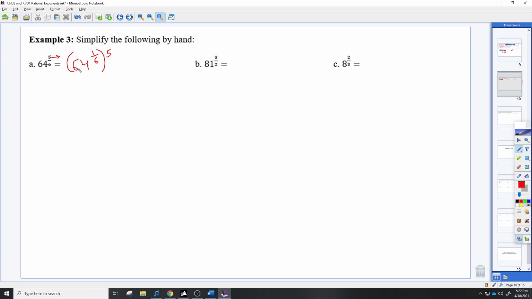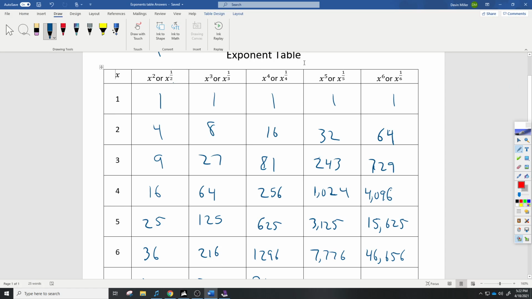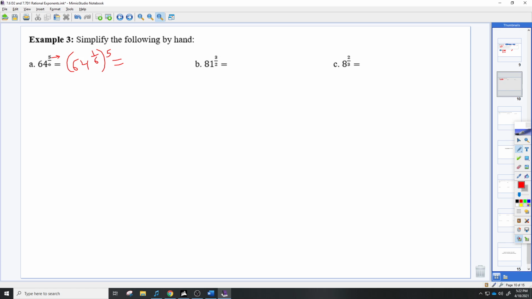All right, so let's go ahead and simplify the inside of the parentheses by using the chart. 64 to the 1 over 6. So if I bring up the chart, we're looking at 1 over 6. Here it is. Find 64, read across, and that is the number 2. Okay, so the inside of the parentheses is the number 2. So that's what takes care of this part.